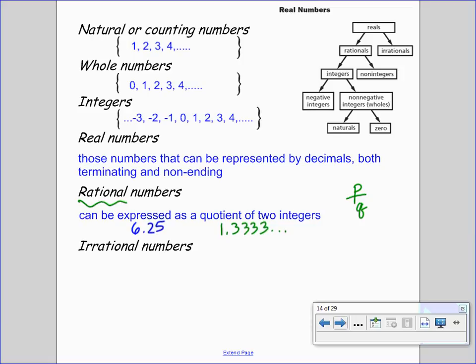The number 1.333333 forever is also a rational number. While as a decimal it goes on forever and ever, it's still rational because I could write that as a fraction. It would be 4/3. If my decimal goes on forever and ever, but does so in a repeating pattern, as this one repeats, it's a rational number, and I could write it as a fraction.